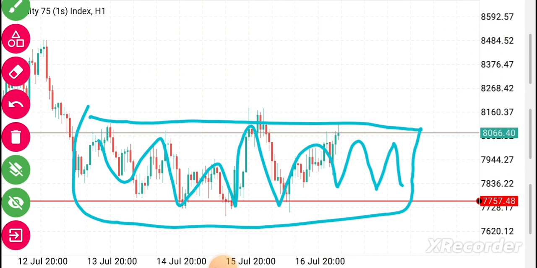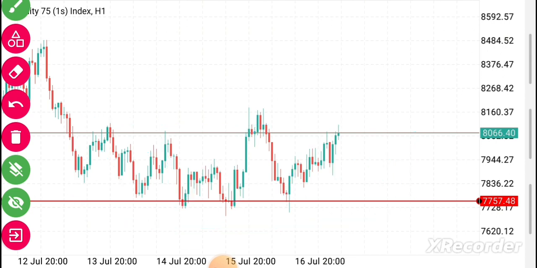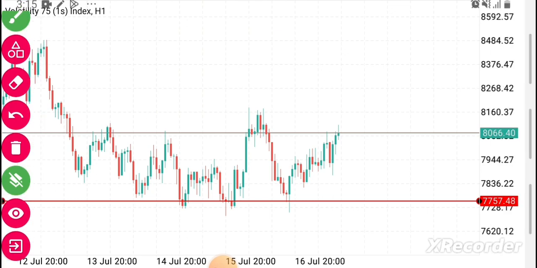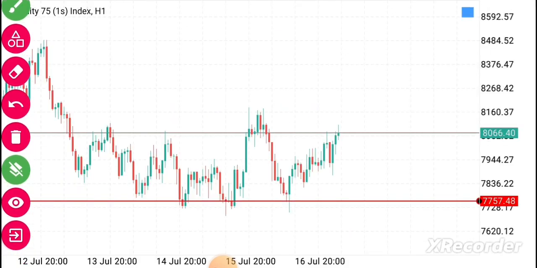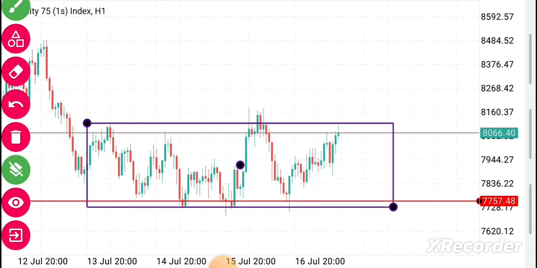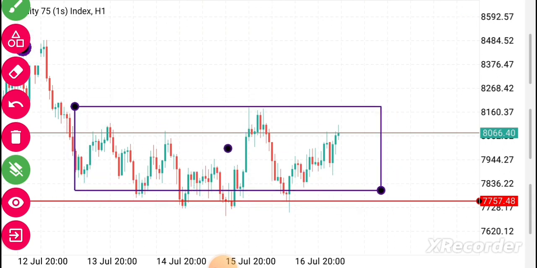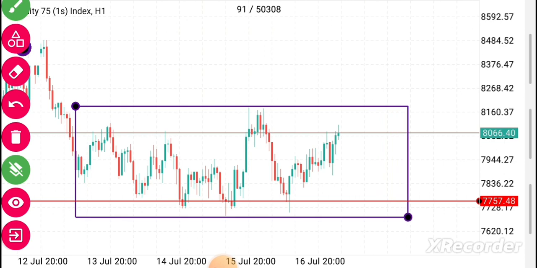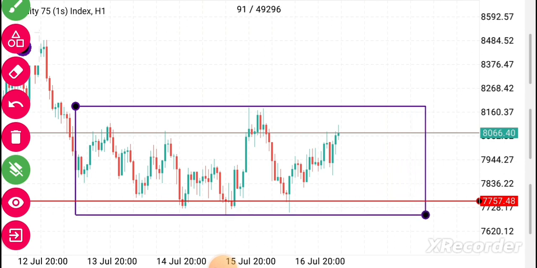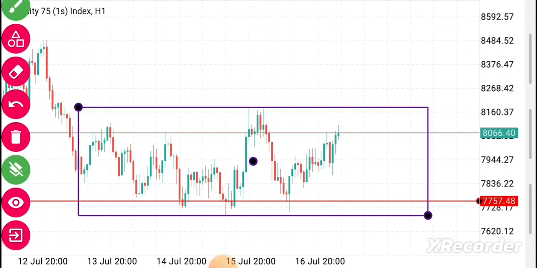We have to wait. What we have to do is draw here our zone like this, a ranging zone. We put all of this structure, which we see as the highs and lows, and then we leave the market to tell us whether it will go down or whether it will go up. That is all we need.